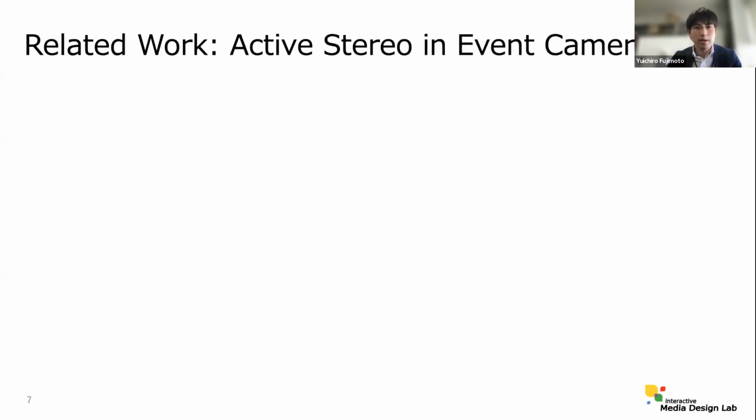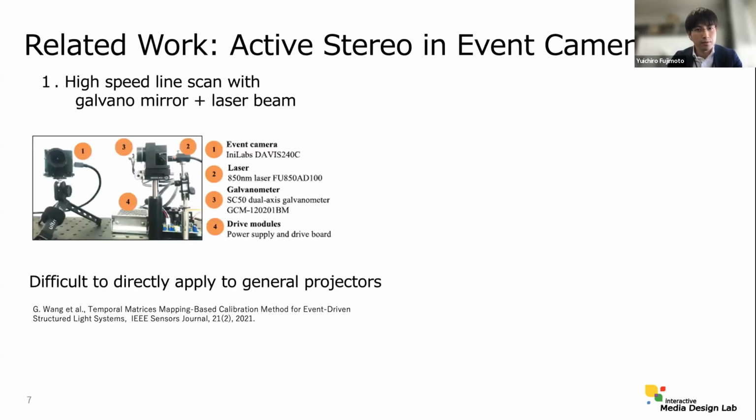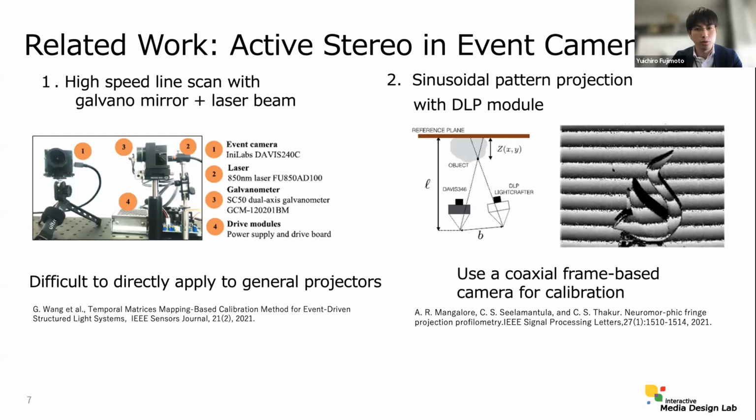So in fact, there are already several studies on active stereo with event cameras. The study on the left uses a motor-driven galvanometer and a laser beam for high-speed light scanning. This method is not intended for use with a standard projector. The study on the right uses a DLP module to project sinusoidal patterns. This uses a projector, but a coaxial frame-based camera is used for the calibration, which may not be available for all event cameras.